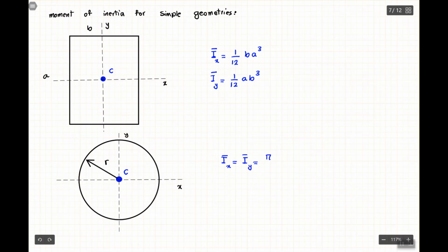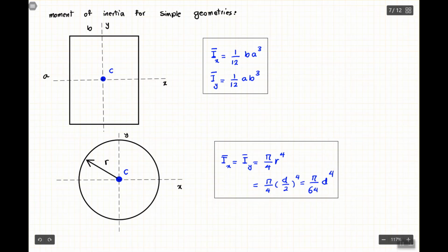All right, and for a circle it has been shown that I bar x, I bar y is equal to pi over 4 r to the power of 4. Or in some textbooks you may see it given by the diameter. So the radius is half of the diameter, to the power of 4. If you simplify this, it is pi d to the power of 4 over 64. Basically these formulas are critical to know. This is for a circle and for a rectangular shape.